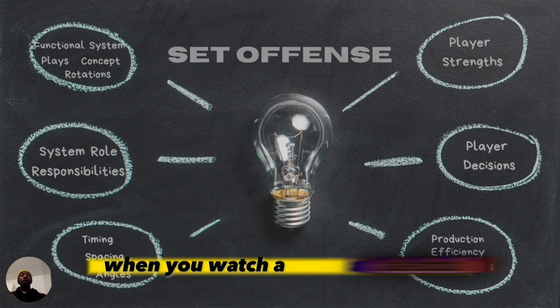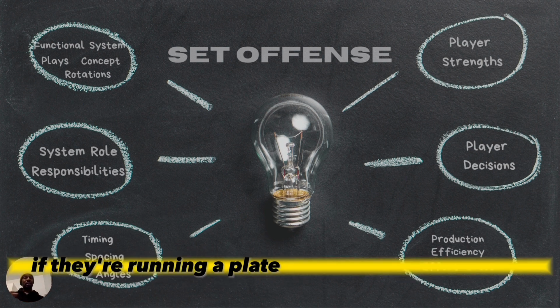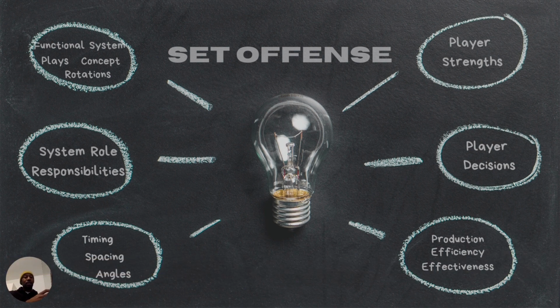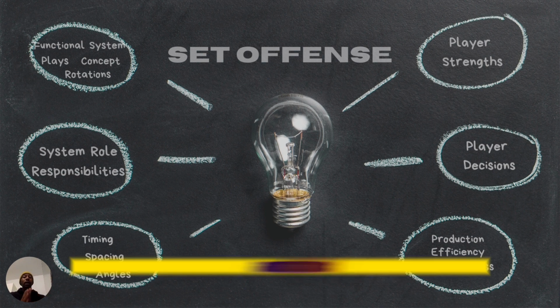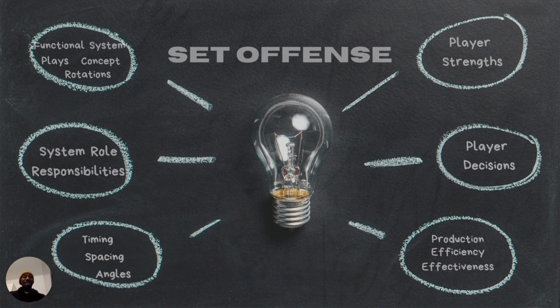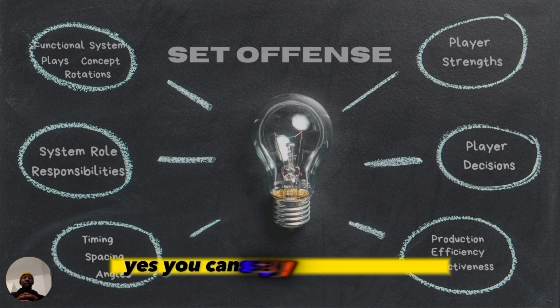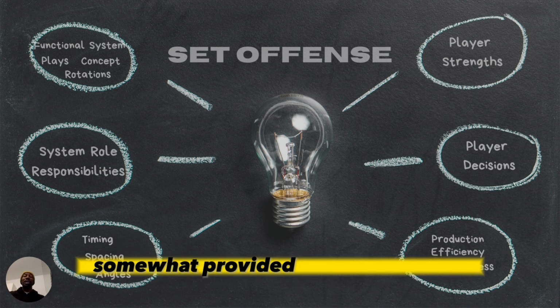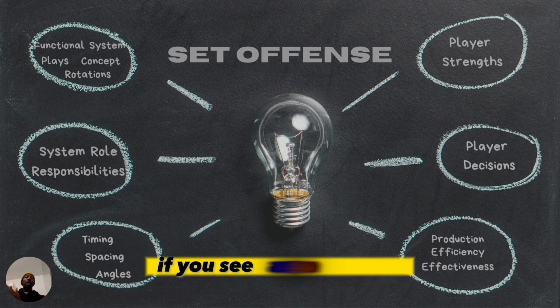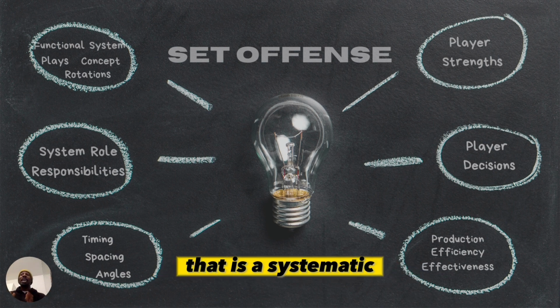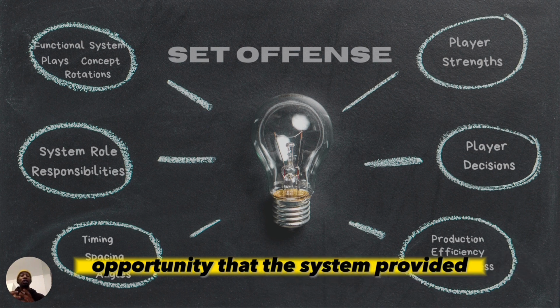When you watch a basketball game, if they're running a play and throughout the play it poses an opening and they take that opportunity to score, yes, you can say that the system somewhat provided that opportunity. If you see a screen, boom, and an opportunity at a goal, that is a systematic, functional, organized opportunity that the system provided.